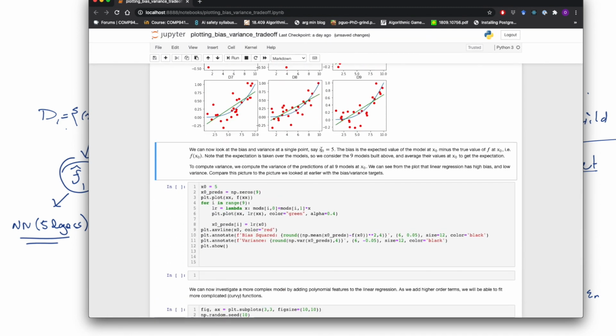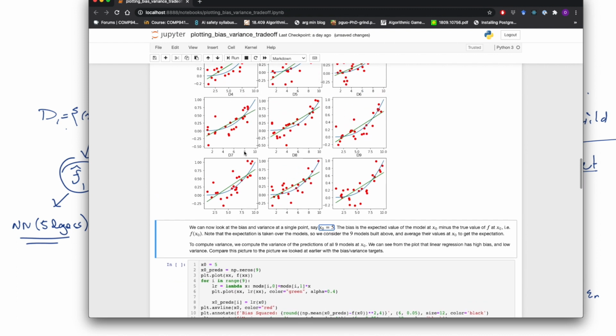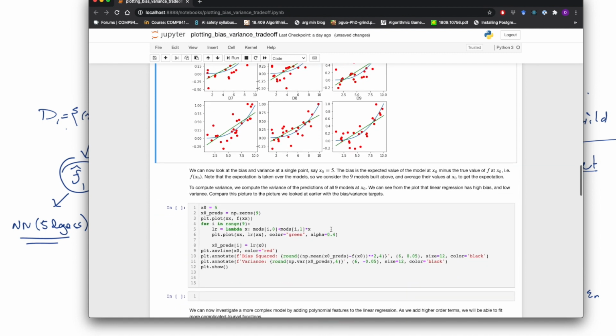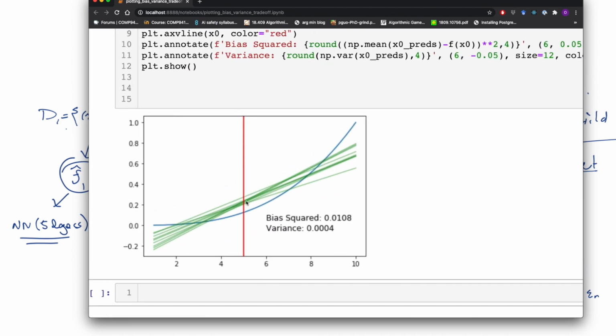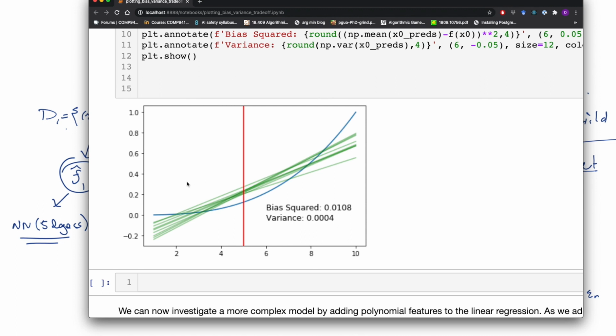So let's look at a point on the x-axis, the 0.5, and I just want to see how is the estimator doing? How is the linear regression doing at this particular point of 5? Okay, so here I'm plotting all those 9 models that we got. I'm plotting the true function, and I'm plotting a line at the value 5, and I'm going to compute the bias squared and the variance.